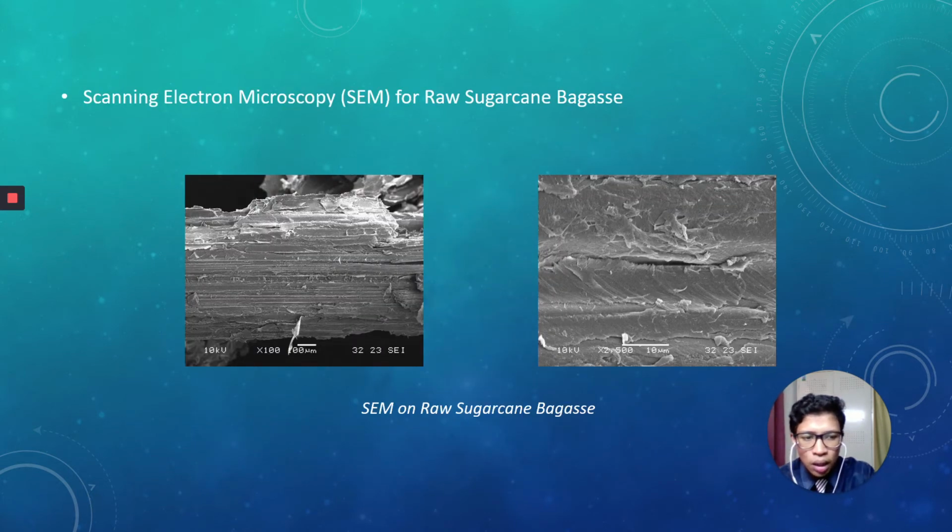Next is the scanning electron microscopy for raw sugarcane bagasse. As you can see, this is the image. You can see it has fiber on the surface, long fiber, and the surface is quite rough. As you can see on the right picture, there is a void which is quite long.